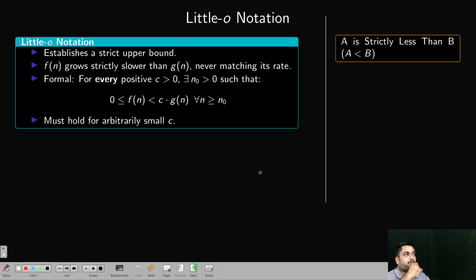Welcome. So far we have learned the big O notation, big omega and theta notation. And then you have also seen their properties. Now there are two more notations, small or little o notation and little omega notation.